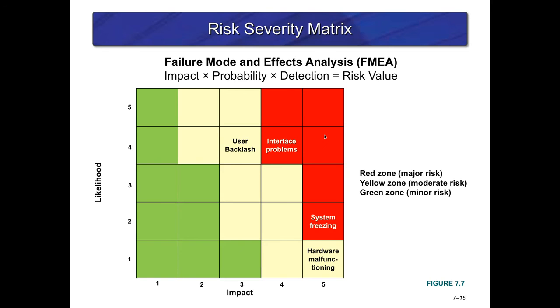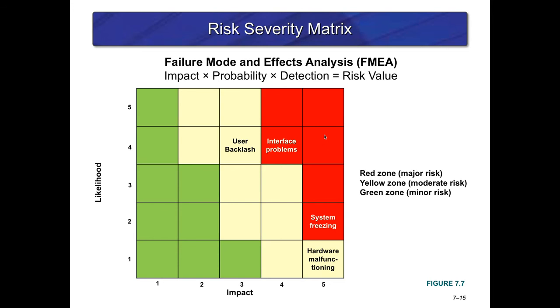So which of these areas do you think that you should be looking at first? The red, the yellow, or the green? Red. Yes, right? So you look at the red first. Now in the red, which do we look at first, interface or system freezing? Well, you'll probably see system freezing first. Why? Because you can't look at interface problems if the system's frozen.